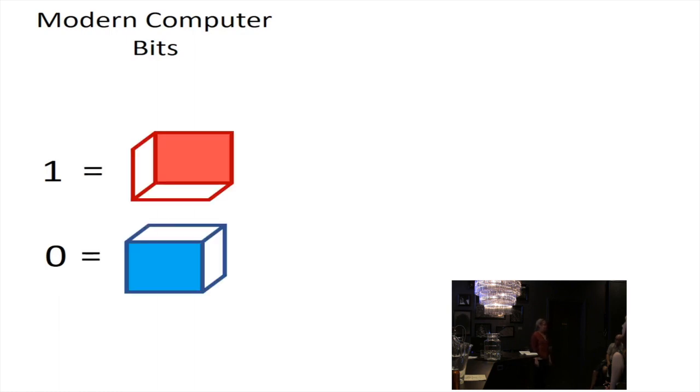And to talk about this, let's take our modern computer bits. We're going to represent a 1 with a red box with its face to the right, and a 0 with a blue box with its face to the left.